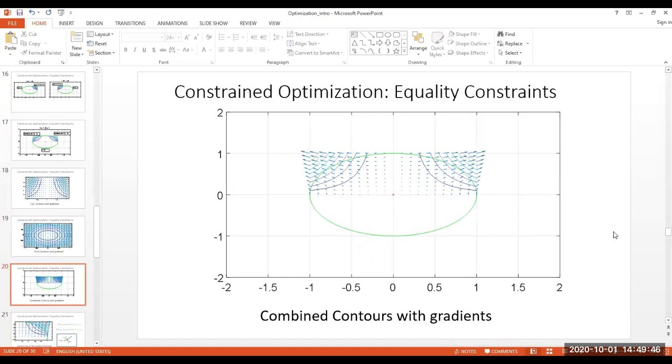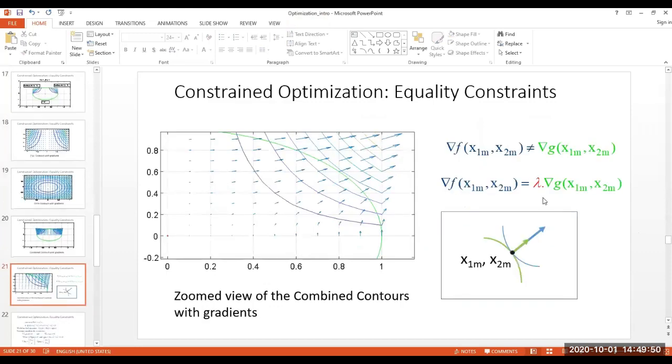Then we combined the gradients, and we found this. This is what is called linear dependency. They are not exactly equal. If you want to make them equal, you have to multiply by some scalars. This is not a vector. If this were a vector, then it would be a phasor, but this is not a phasor. This is a scalar value.